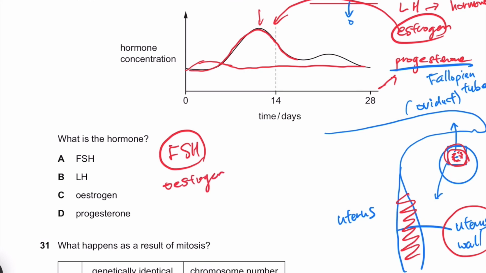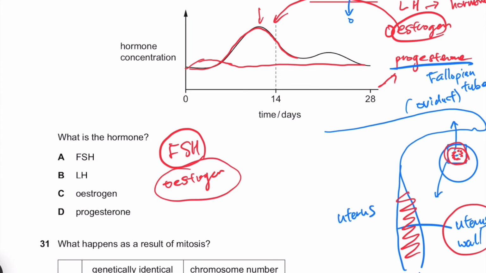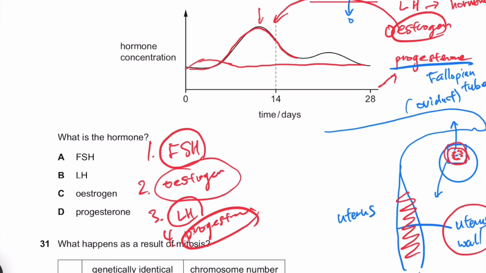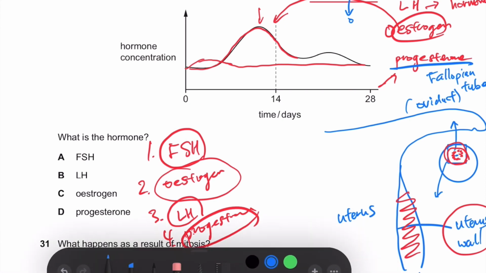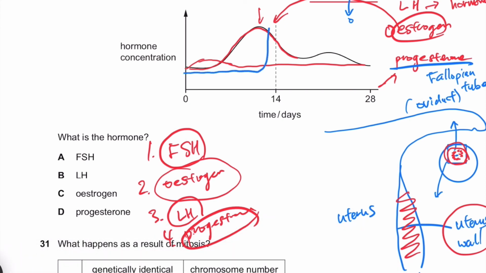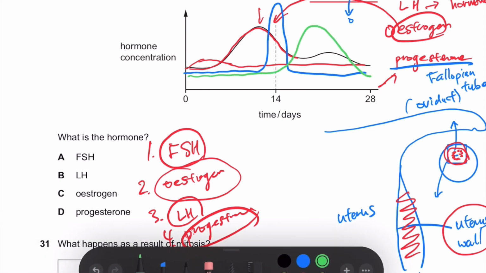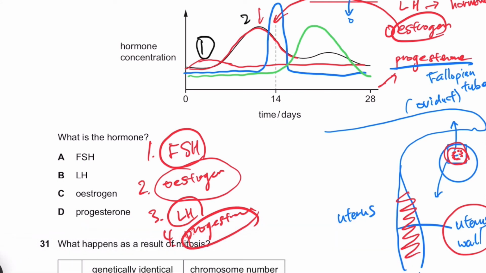Estrogen, and then LH, and then progesterone. So if you guys remember the order, that would be quite helpful for you guys. And then the LH comes out, it gets released around day 14 like this. And then the progesterone gets released like this. So FSH, estrogen, LH, and progesterone.